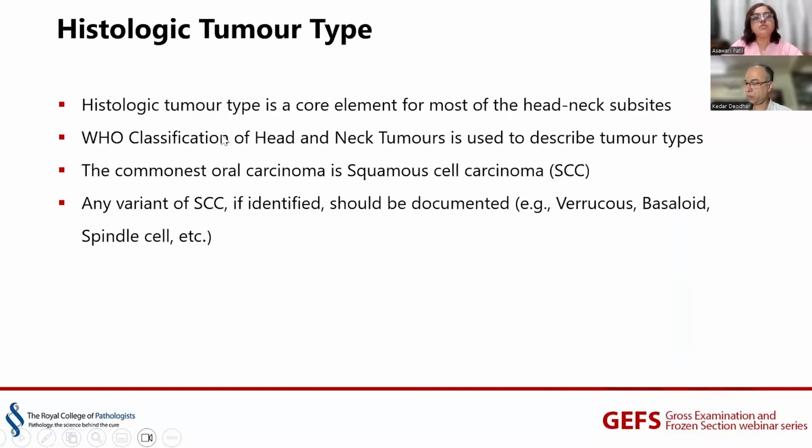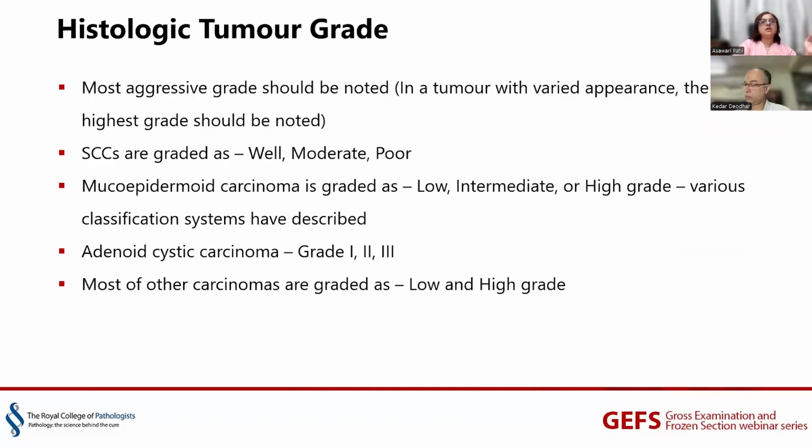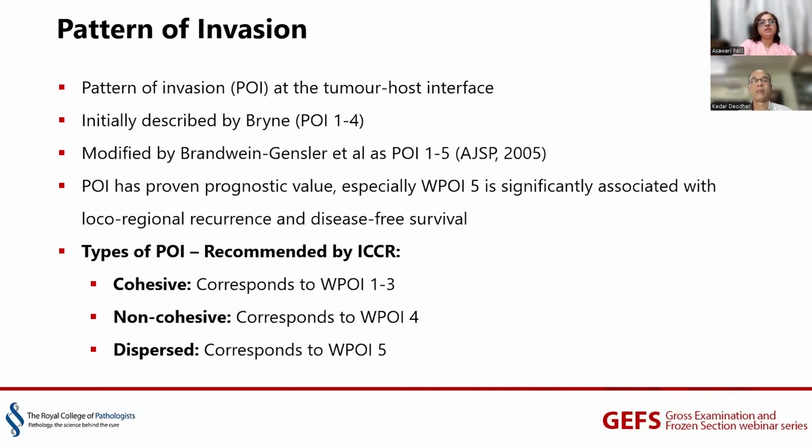Histological tumor type, I'm not going to go into the detail, but we know that most of us will follow the WHO classification for the tumor types. Histologic tumor grade: again, squamous cell carcinoma can be well, moderate, or poorly differentiated. Mucoepidermoid is low, intermediate, and high grade, but there are various classification systems. Most other carcinomas are low and high grade.